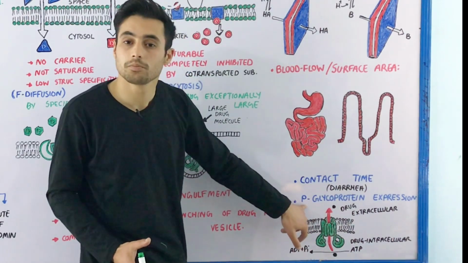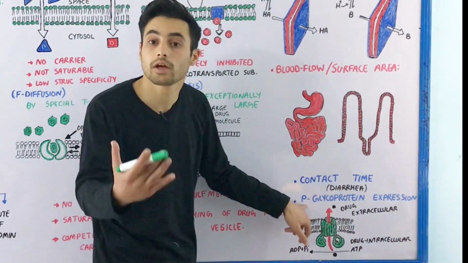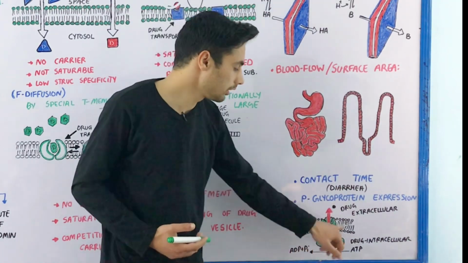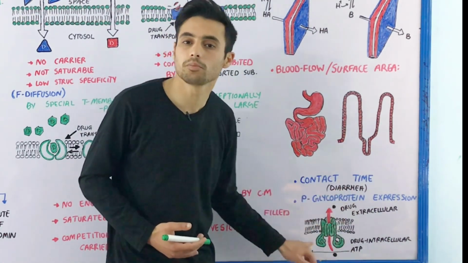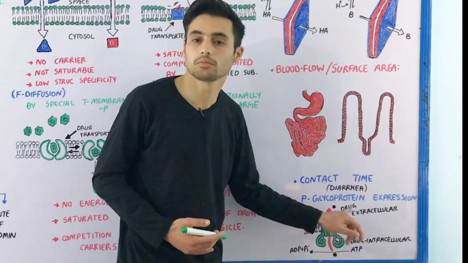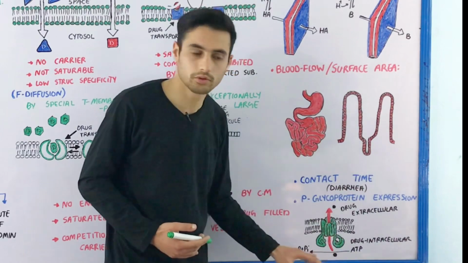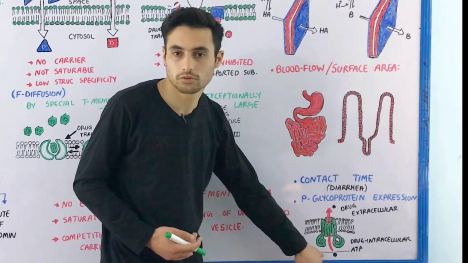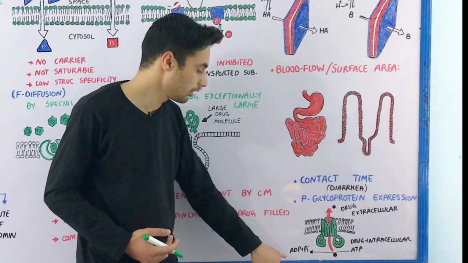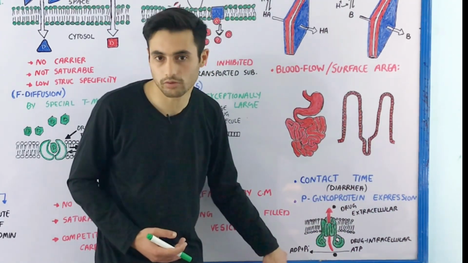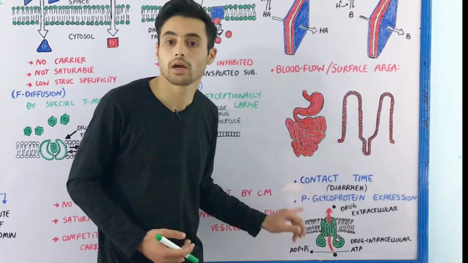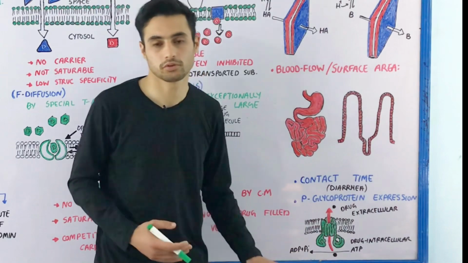The expression of P-glycoprotein greatly affects the absorption of the drug. How? The P-glycoprotein is a special 6-membrane protein. It's a transmembrane protein present in some organs. It transports the drug from the cytosol to the extracellular fluid outside of the cell by using adenosine triphosphate energy. So the absorption of the drug will be slowed when we have P-glycoprotein expression.